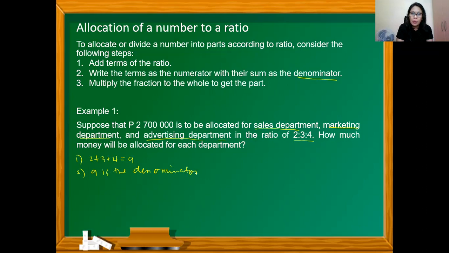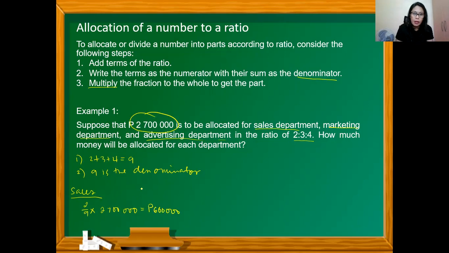Now we'll come up with the factor to be multiplied to the whole to come up with how much will be allocated to each. Okay. Now, for example, for sales, how much are we going to allocate for the sales department? So this is 2/9 times the whole amount, 2,700,000. And that is equal to 600,000 pesos.